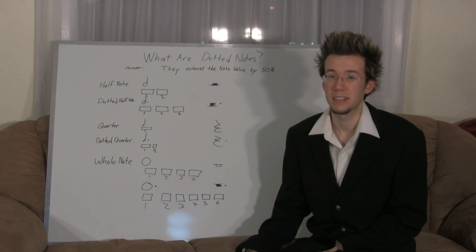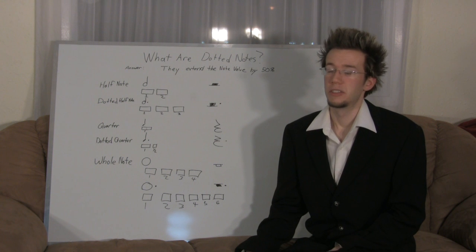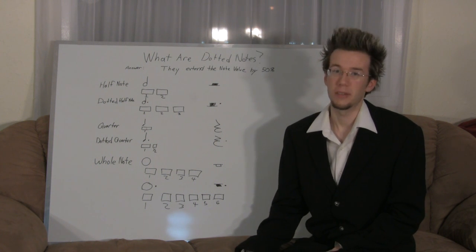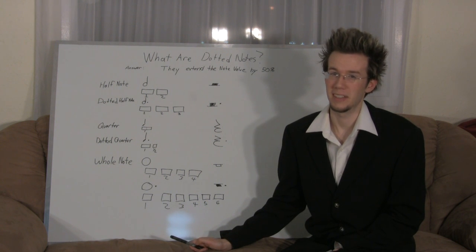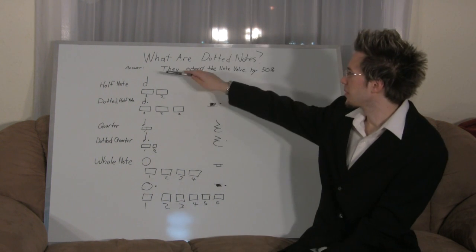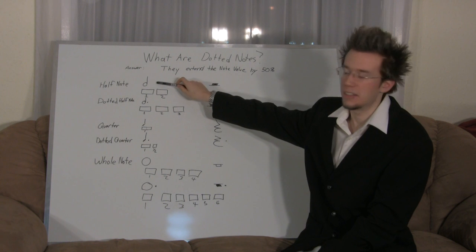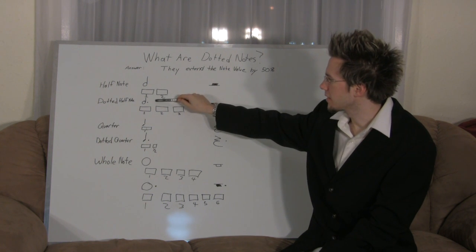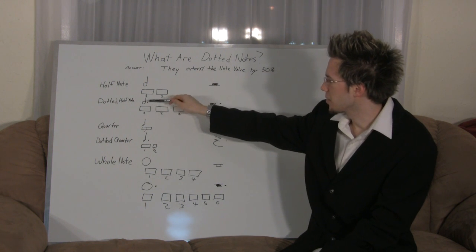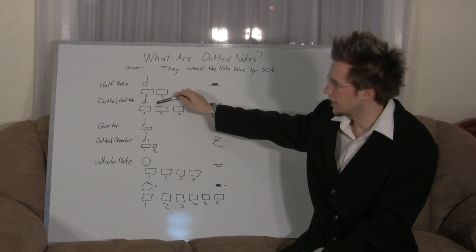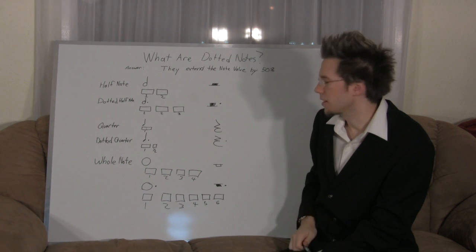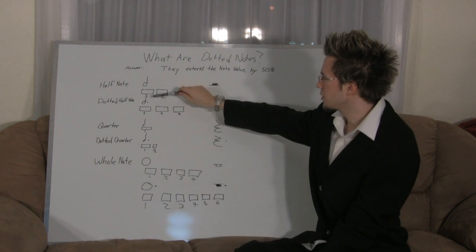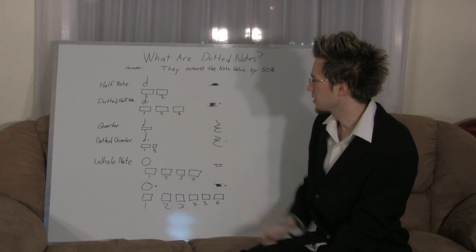So let's explain this. A dotted note looks like any of the other notes but with a dot on it. Big surprise, hey? So we've got a half note here. We already know what that looks like. A dotted half note. You're going to have to excuse some of my messy writing here. I tried to write it pretty neat, but yeah, I mess up still. And this is a dotted half note. So the difference between these is that this one has a dot there.